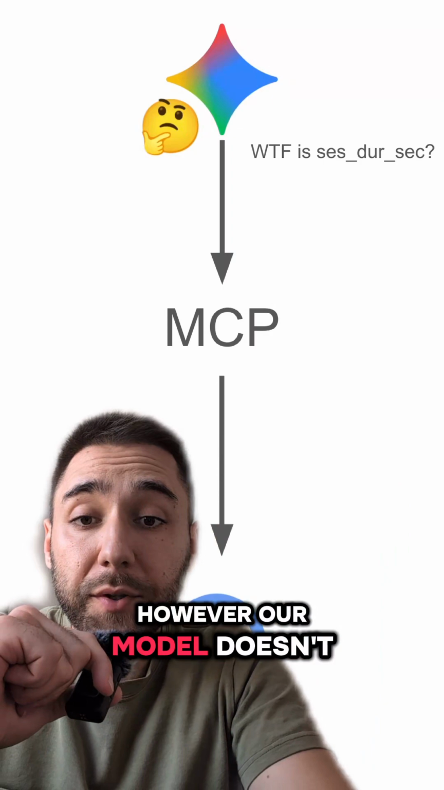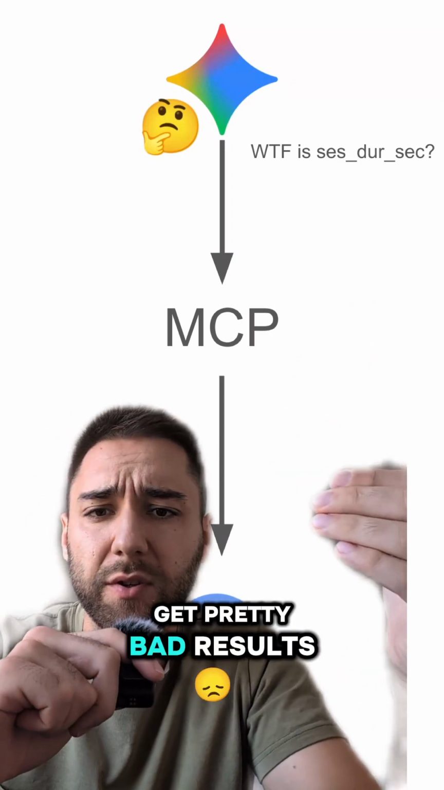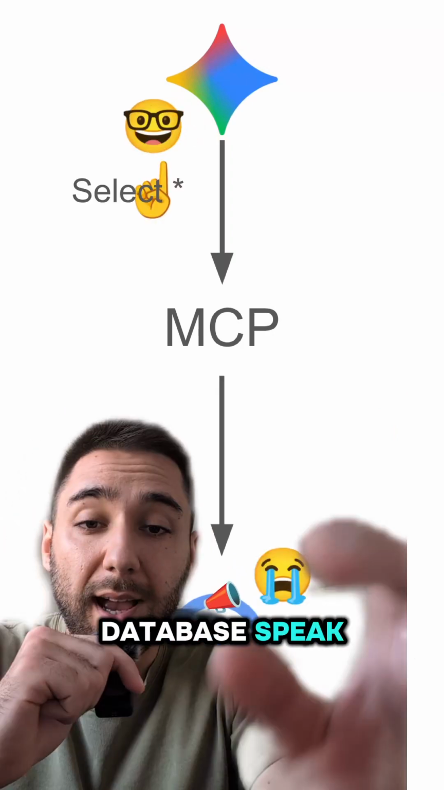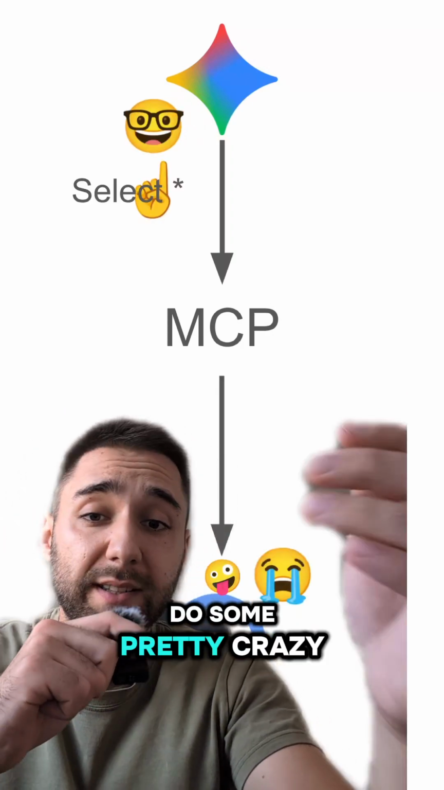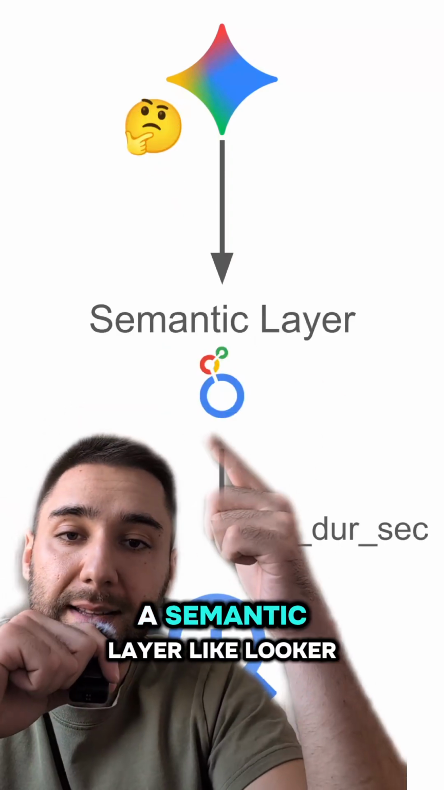However, our model doesn't really know what ses_dur_sec is. We can make some inferences, but that's how you get pretty bad results. It just doesn't understand the database speak. And without strict controls, you can have it do some pretty crazy things like select star, which makes your database and your wallet cry. Let's fix that with a semantic layer like Looker.